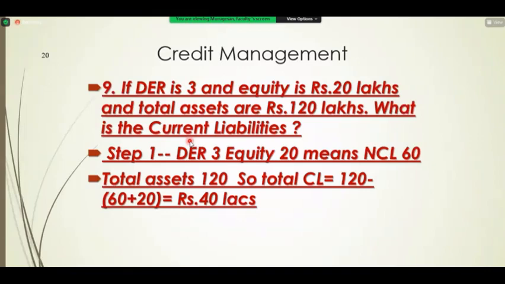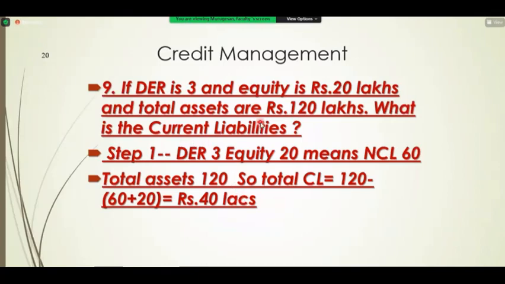Now, second step. Total assets 120 means total liabilities also 120. They will not tell total liabilities, so the total assets you are given, total liabilities also 120. You got NCL, you got capital. Now only current liabilities is missing on the right hand side, and you have to find it out. 20 available, 60 available, then the missing should be 40. Agreed, Abbas?